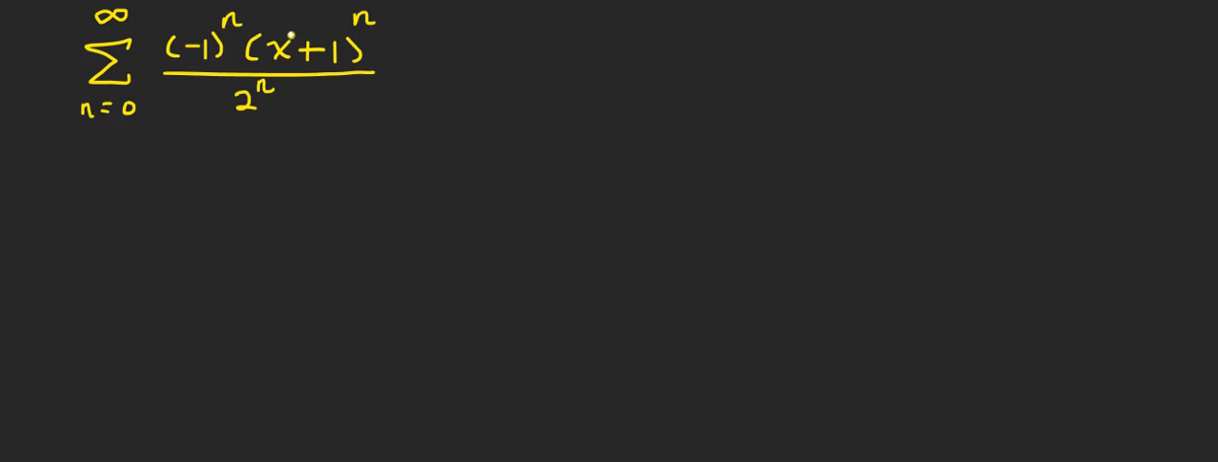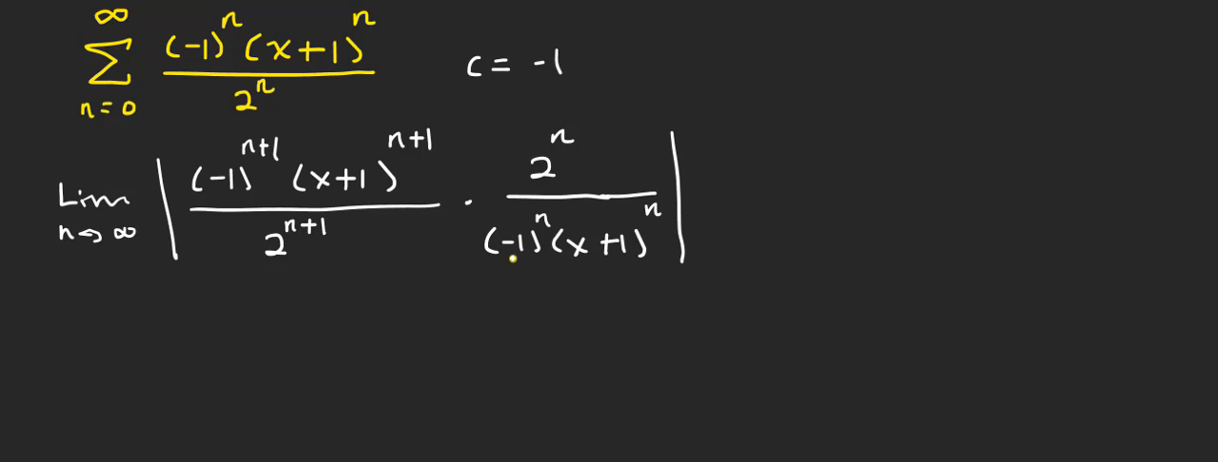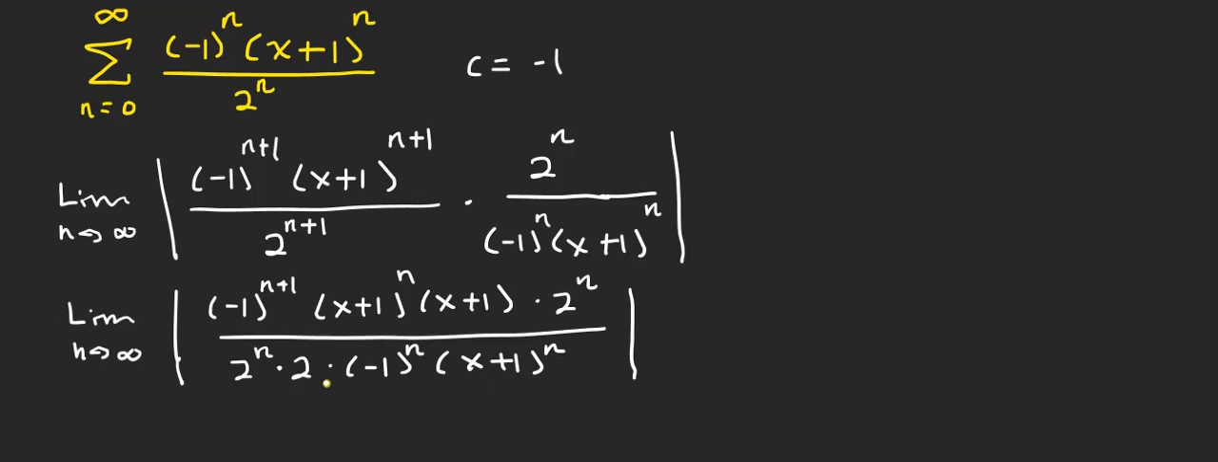Now let's take a look at this infinite series and find the interval of convergence. First, the center is at negative 1. And we got to find the radius of convergence. So we need to do the ratio test. So this is what we get when we apply ratio test. And we need to simplify this. So this is what we get.